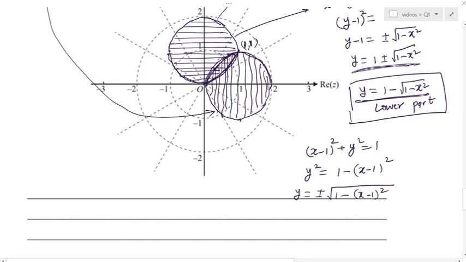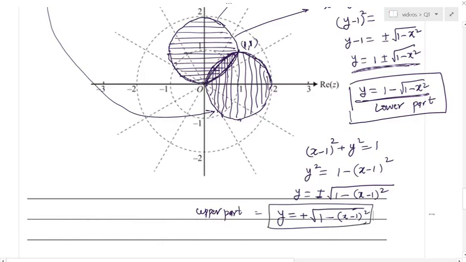Again, we'll get two parts of the circle. If you take a plus here, you will get the upper part, and if you take a minus here, you will get the lower part. So to find the area of this shaded region, we need to use the upper part of the circle. So the one we are going to use is the upper part, and that is y is equal to plus square root of 1 minus (x minus 1) whole square. That is the equation we are going to use.